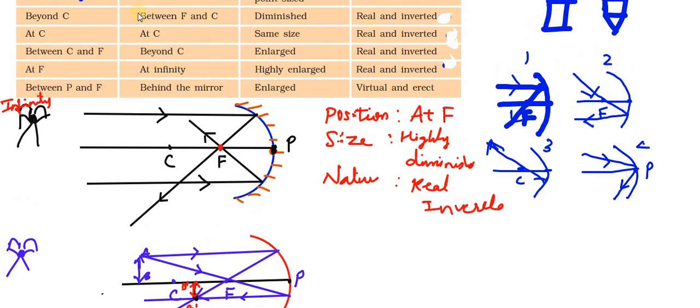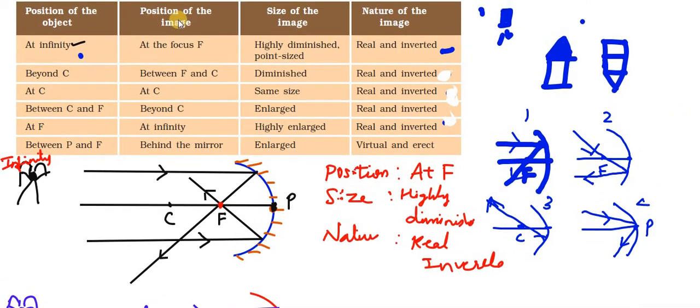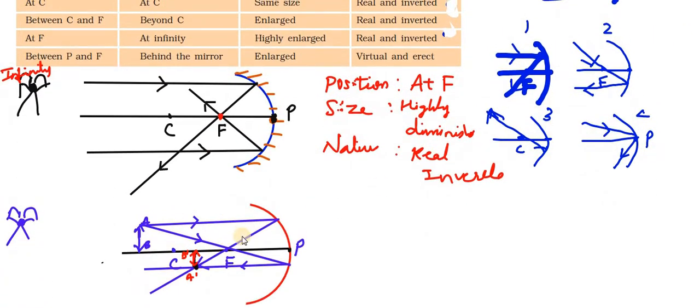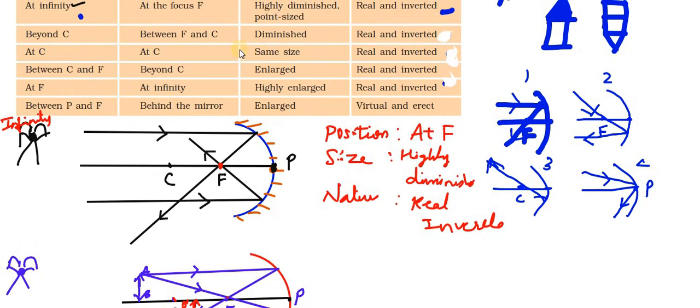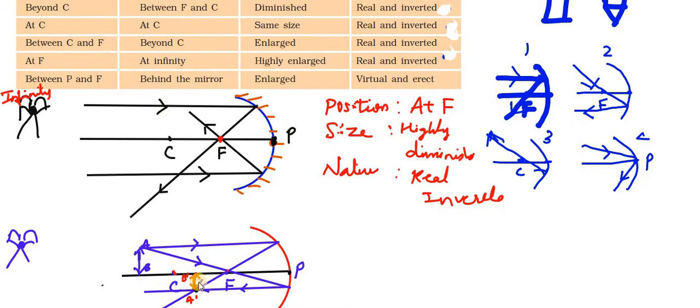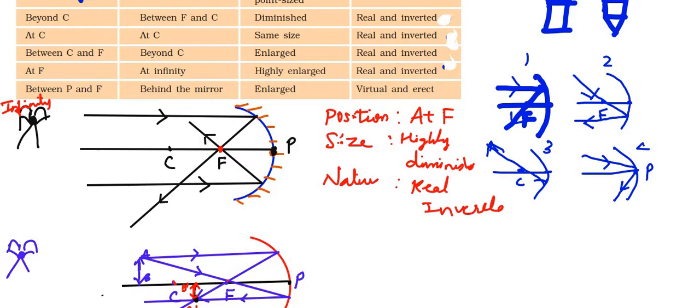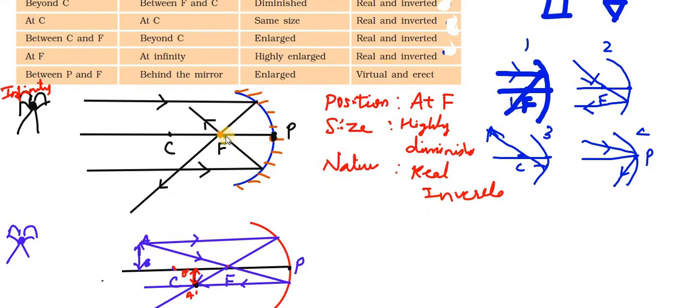So when an object is placed beyond C, the position of the image is between F and C. Here is C, here is F, so it is between F and C. The image is diminished, not highly diminished, but smaller compared to the original object. And the image is real and inverted. When the image is above the principal axis it is erect, and when it is below the principal axis line, it is inverted.